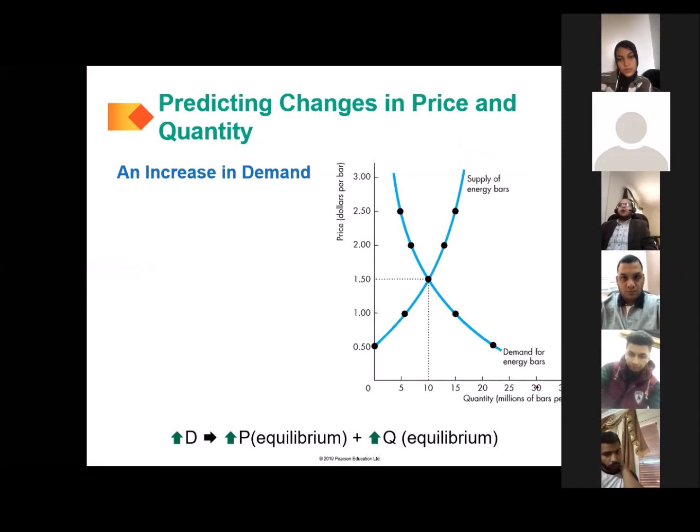This is the price, and this is the quantity, right? And this is the equilibrium price, and 10 is the equilibrium quantity. This is a supply, and this is a demand. My question is, what will happen to this market when the income increases for consumers?